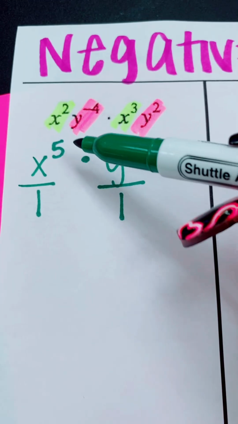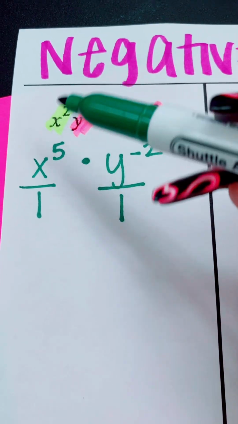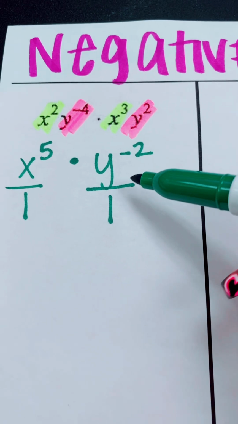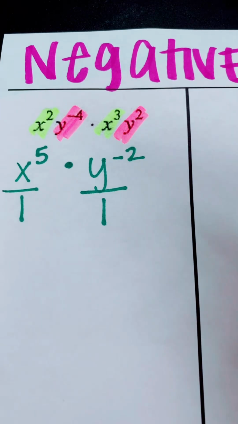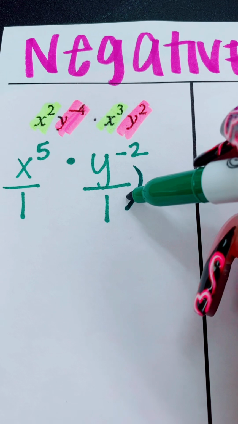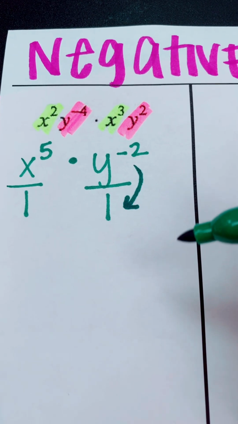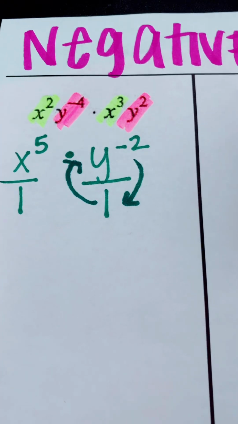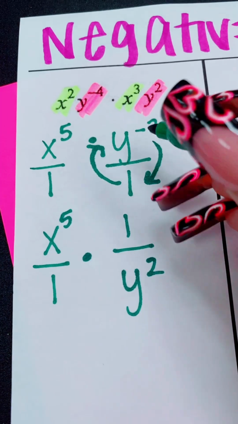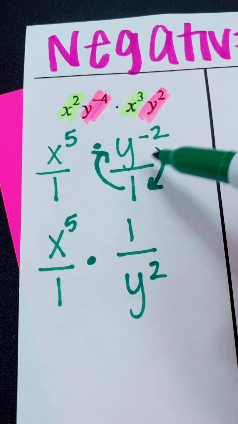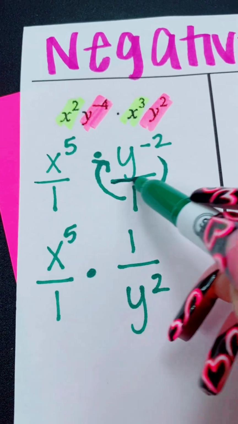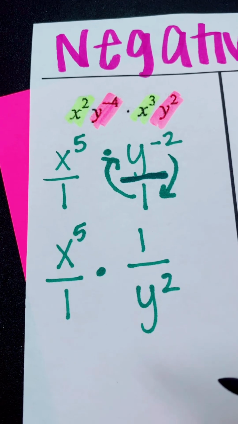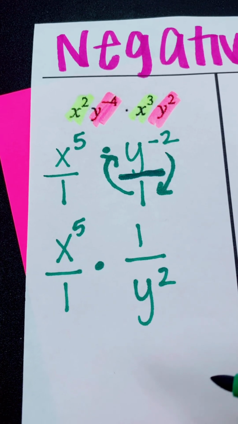So since this x to the fifth is already positive, I'm going to leave this guy alone and keep him where he's at. Since this y to the negative 2 is negative, I need to flip this term to the denominator, and then I will bring the 1 to the top. When I flip that, the negative exponent, as soon as it passes the fraction bar, it becomes positive. That is what the rule of negative exponents says.